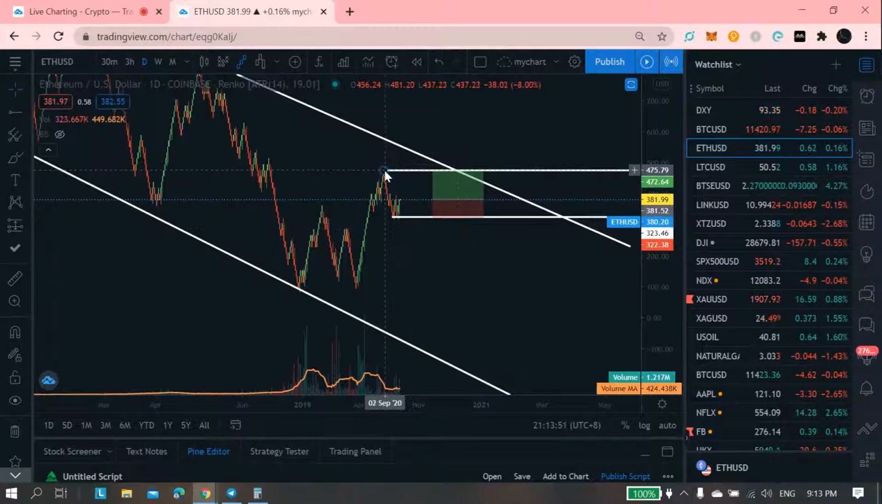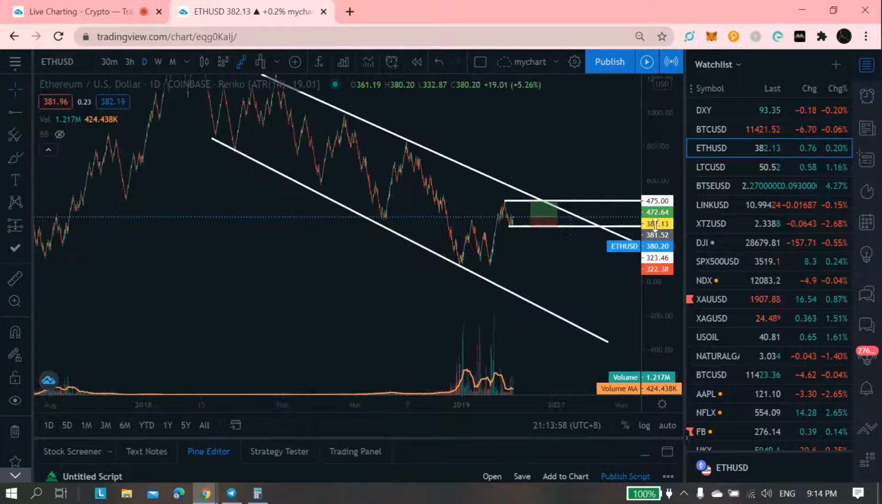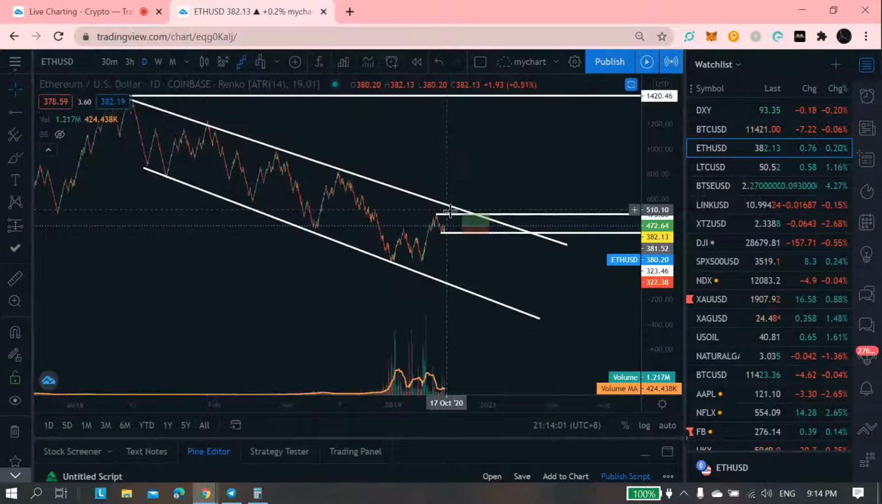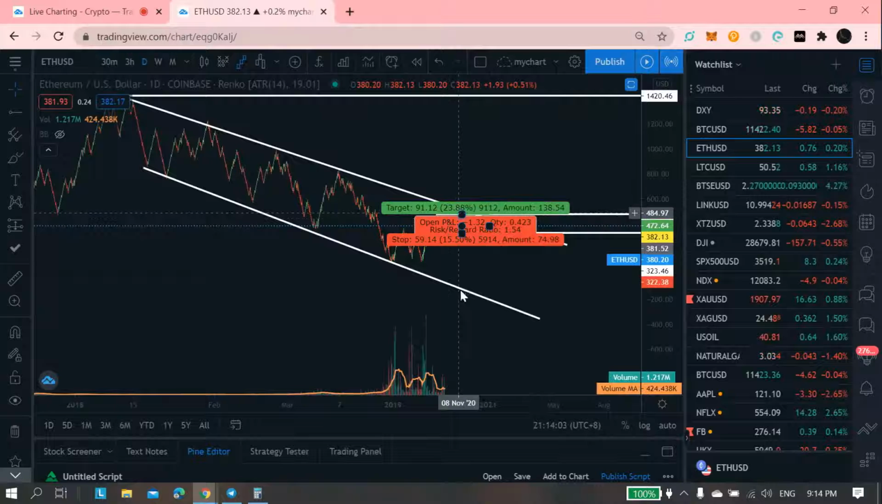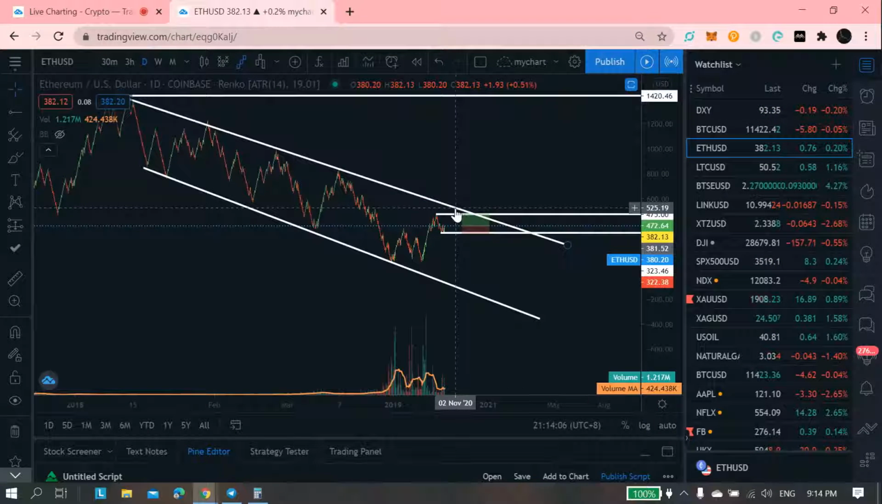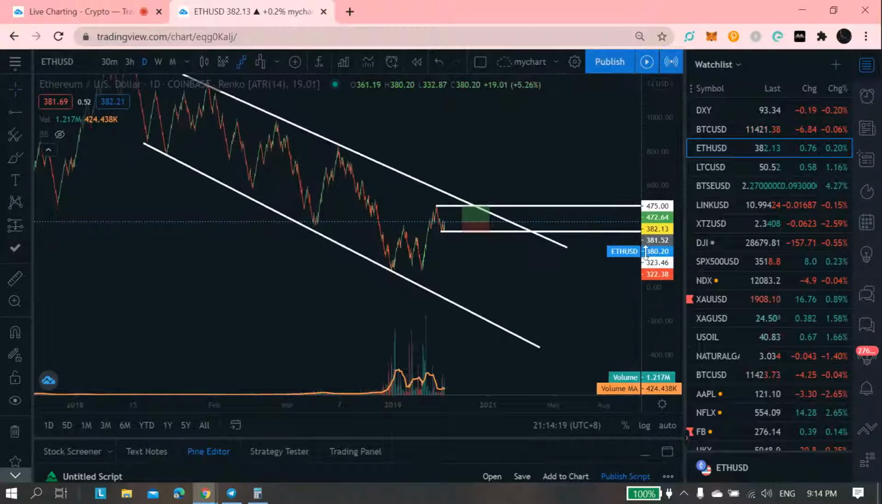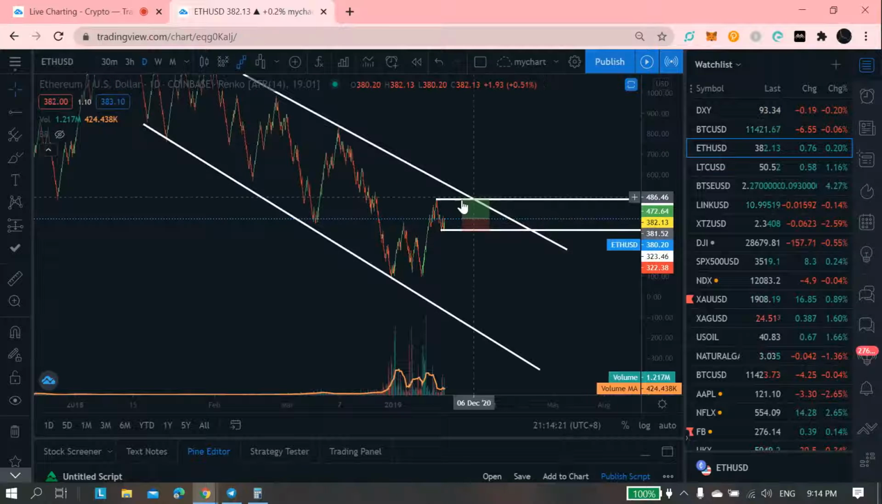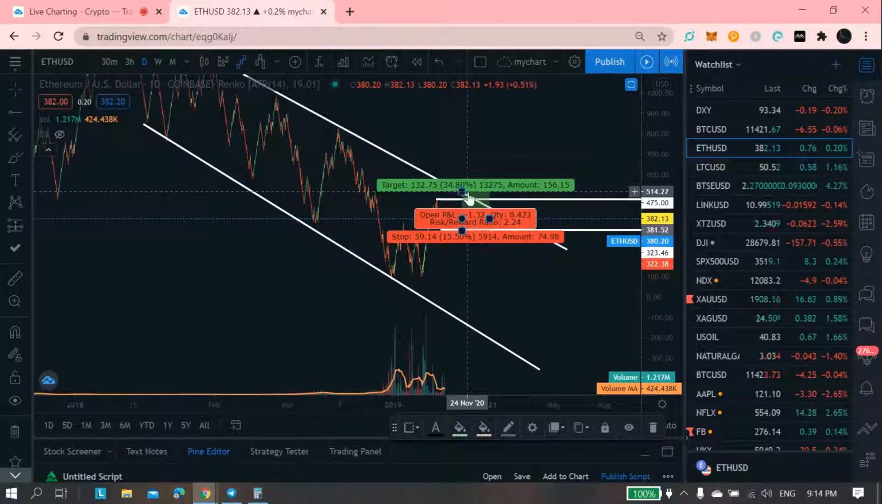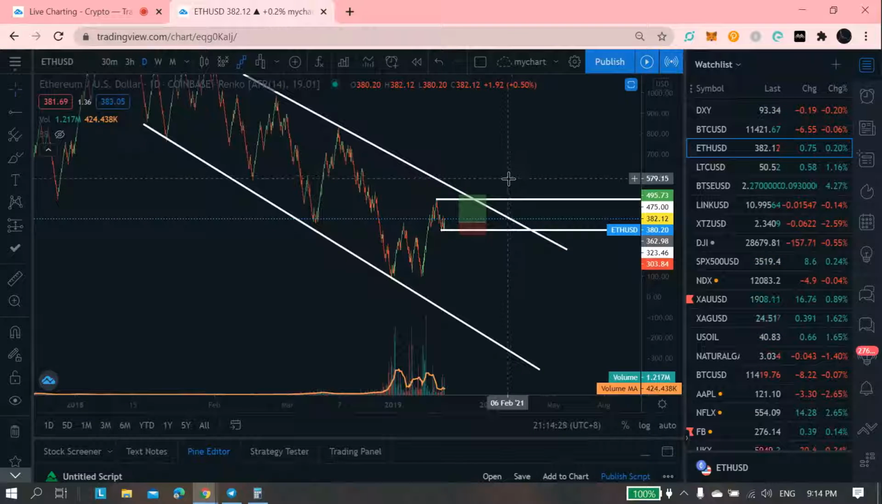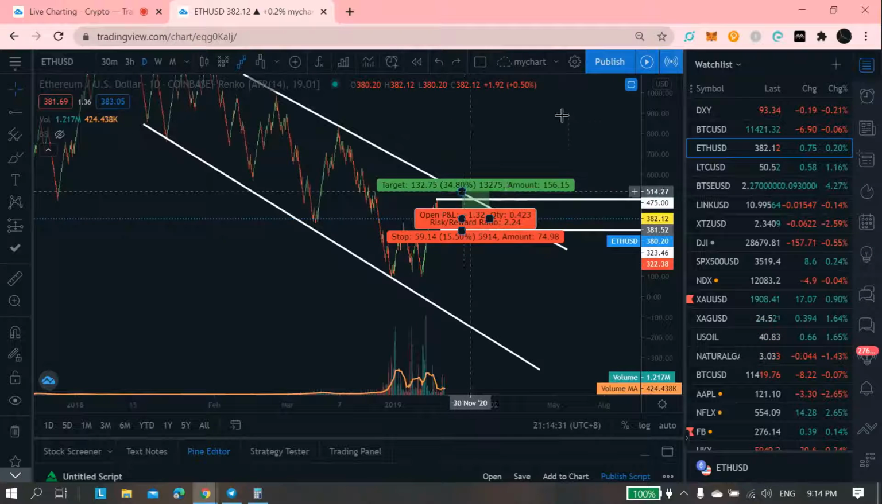Anyway, if it breaks this resistance line, it could possibly retest this long-term downtrend, or could possibly break it out. So the next possible resistance, if your target is around the 500 area, is possibly a more rewarding return. Let's see.